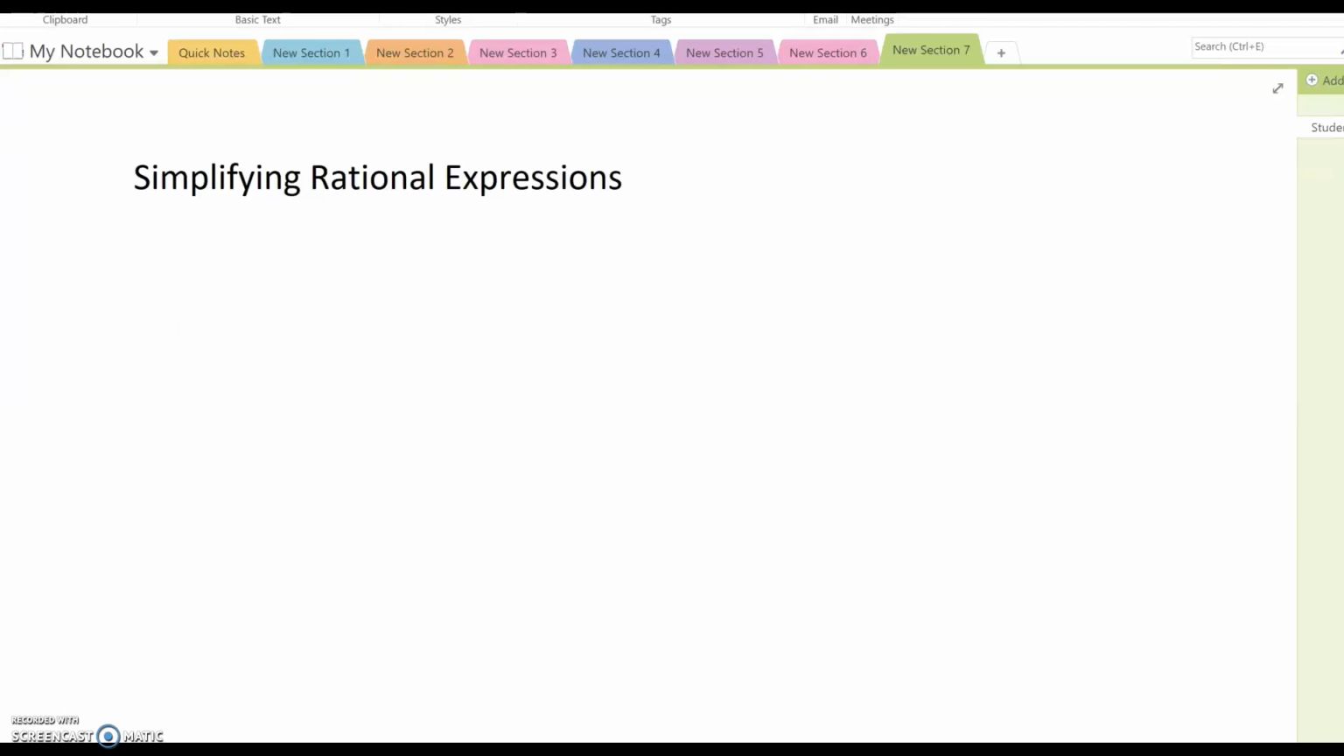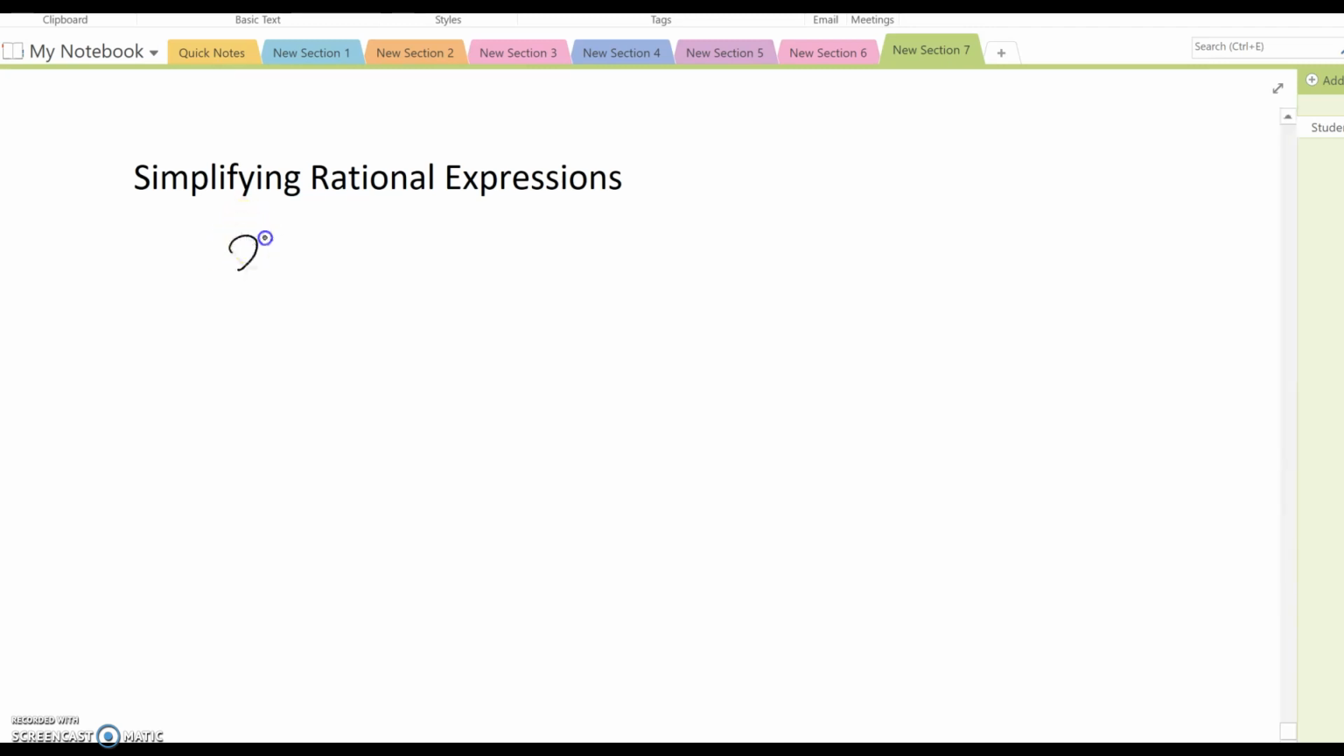Simplifying the rational expressions. Up to now, we briefly discussed rational functions and their graphs. Now we want to talk about how to simplify rational expressions. In order to do this, we need to understand a few properties first.